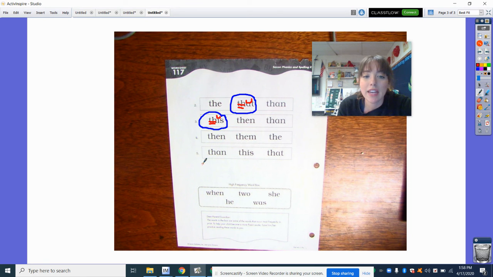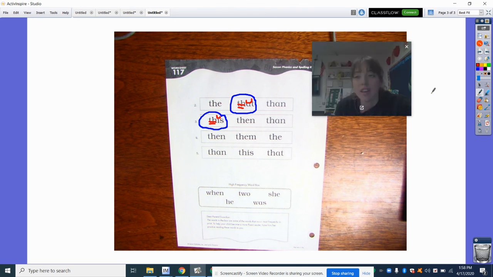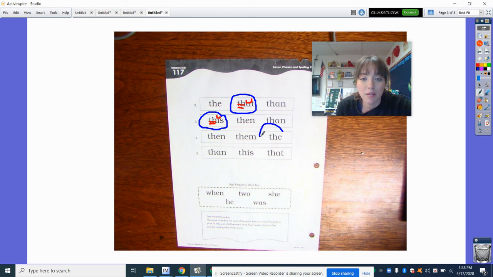Let's go on to the next line, number 4. We're going to circle the word the. If you circled this word right here, then you are correct. Now, the is different than our other two words that we've circled. This E is making the long sound. So what do we do when our vowels make the long sound? We don't put breves above them.